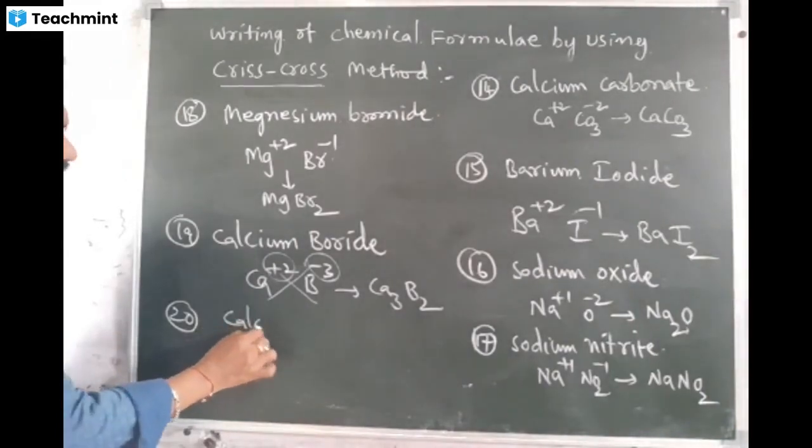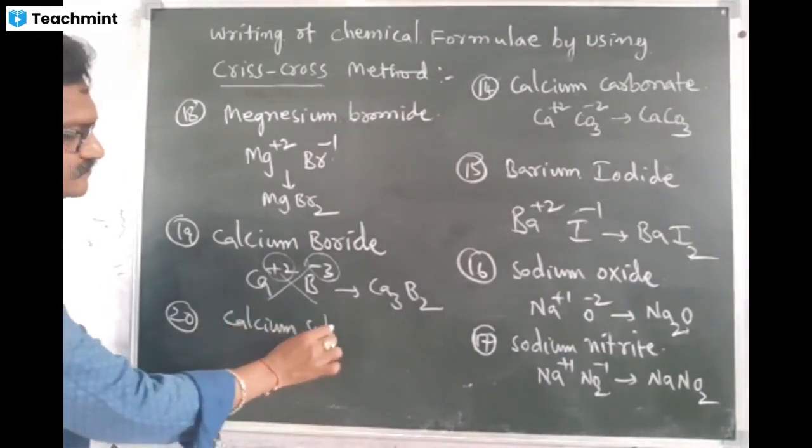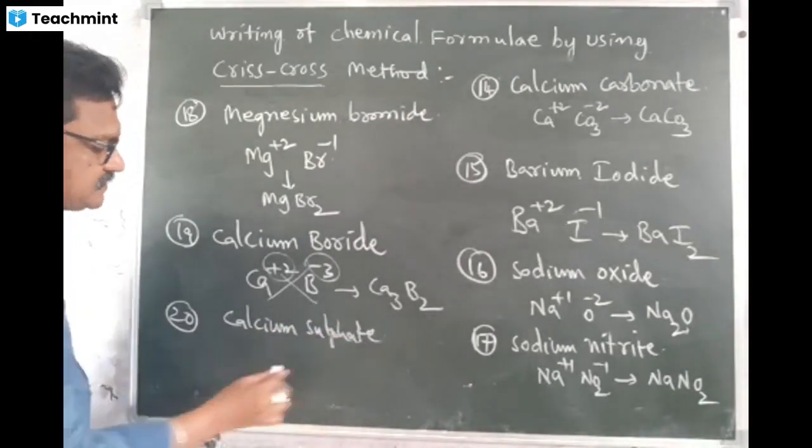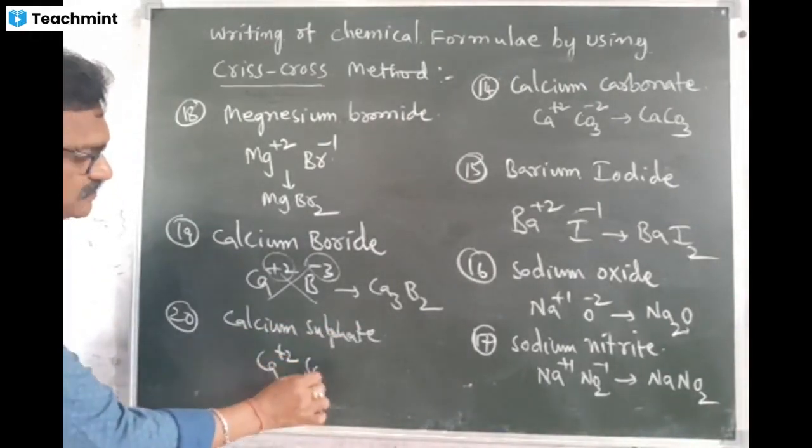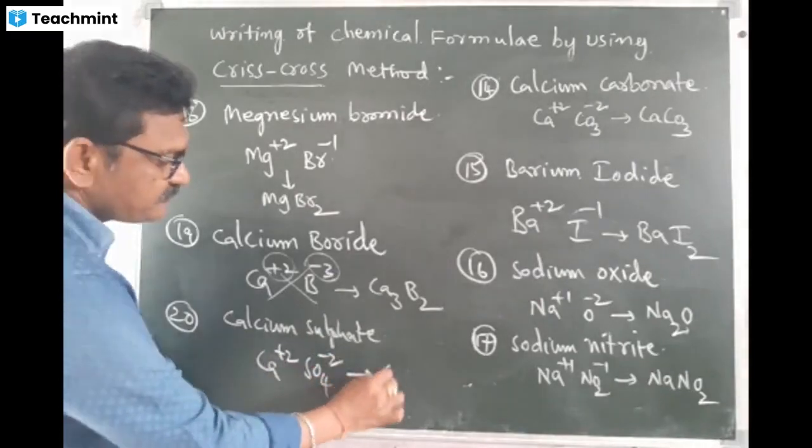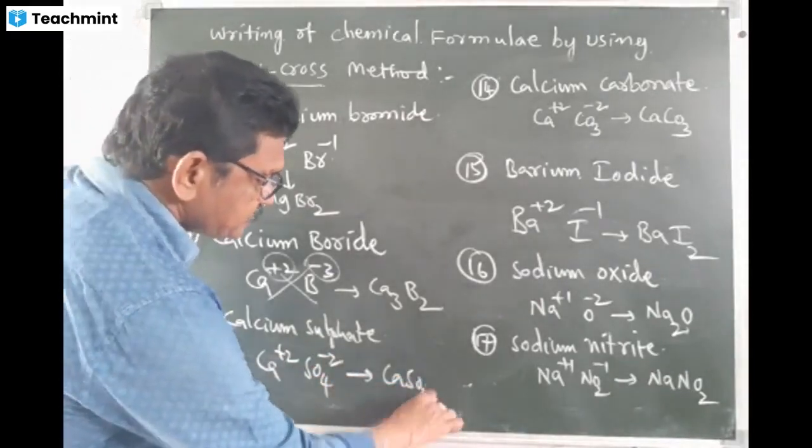Okay, then the formula of calcium sulfate. What is the formula of calcium sulfate? Calcium means Ca plus 2, sulfate means SO4 minus 2, then the formula becomes CaSO4. That's all.